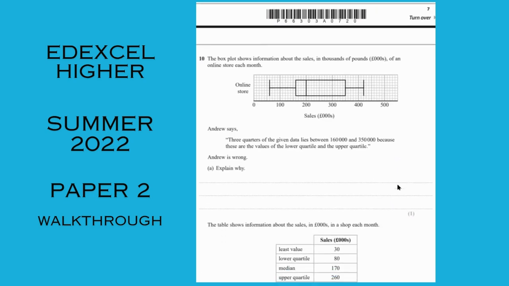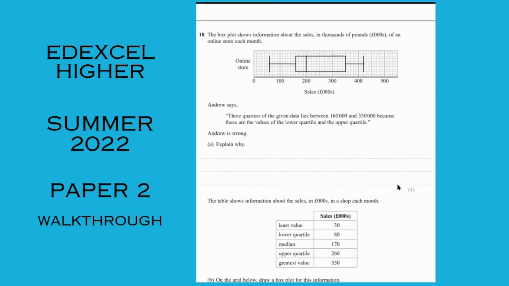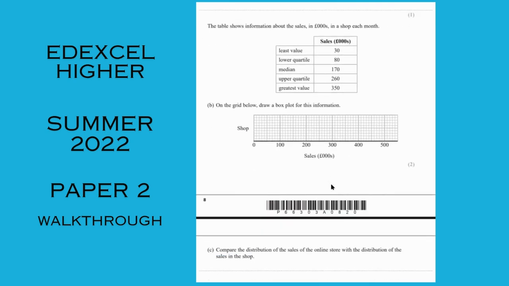Number 10. Andrew says that 3/4 is below the lower and upper. Nope, because there's 25% in each section. And there's 4 sections. So between the upper and the lower quartile, there's actually 50% of the information. So Andrew, get that sorted.